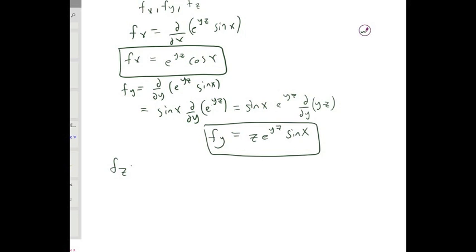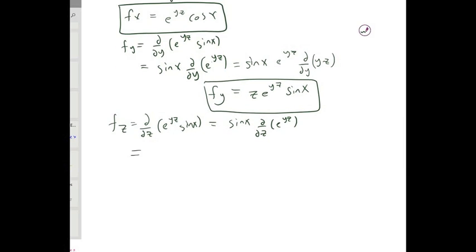And fz is the derivative with respect to z of e to the yz sine x. And by the same process, we can pull sine out, and we have the derivative with respect to z of that exponential, which is just the exponential times the derivative of the inside. Pull the y out, derivative with respect to z of z is 1, so we have y e to the yz sine x. That's our fz.